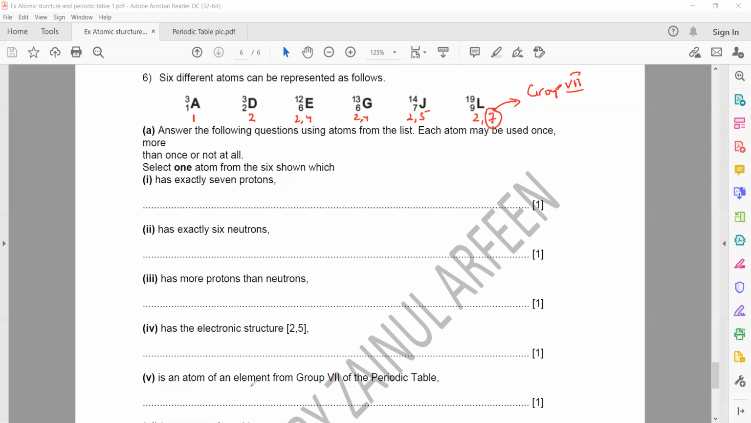So they ask which belongs to group 7. So L belongs to group 7. Is it clear? The first 5 one. The group number shows the number of electrons in the last shell.